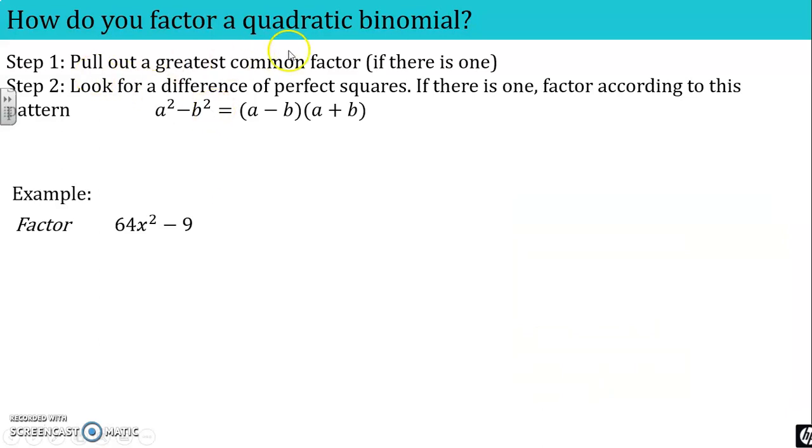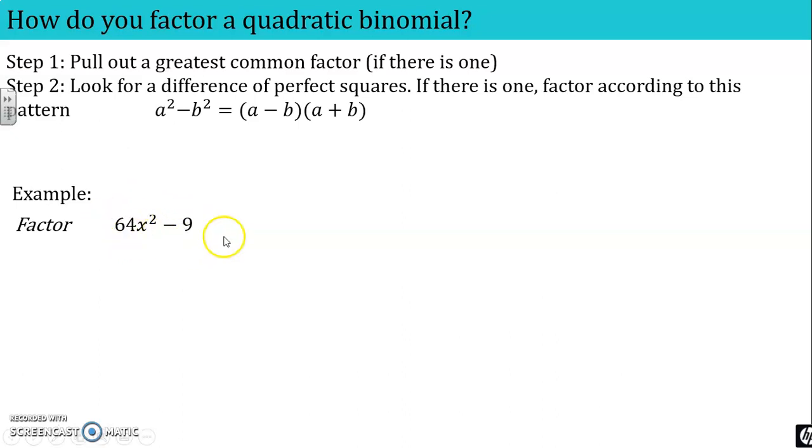All right, step one, pull out a greatest common factor if there is one. I'm going to take some time thinking about the factors of 64 and the factors of 9, and I realize that there isn't one. So once again, step one doesn't apply to this problem. So I move on to step two, look for a difference of perfect squares. This is a difference of perfect squares. Hopefully you have your perfect squares like 1 through 200 memorized.